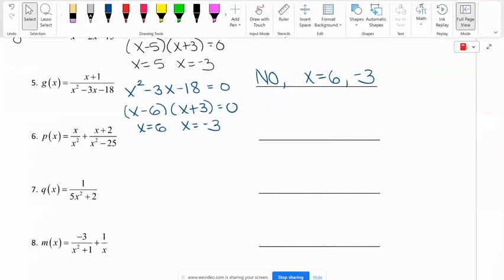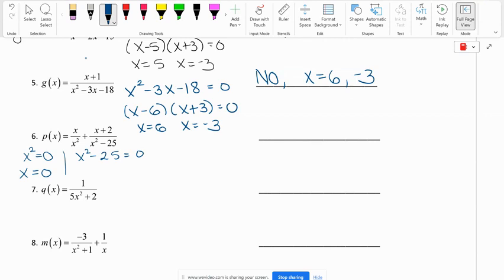For number 6, don't I have 2 different denominators? So I'm going to treat those 2 denominators separately. I want to know when is x squared equal to 0, but I also want to know when is x squared minus 25 equal to 0. So when is x squared equal to 0? When x is 0. So are we definitely going to be discontinuous at least one point here? Yeah, we're definitely discontinuous at x equals 0.